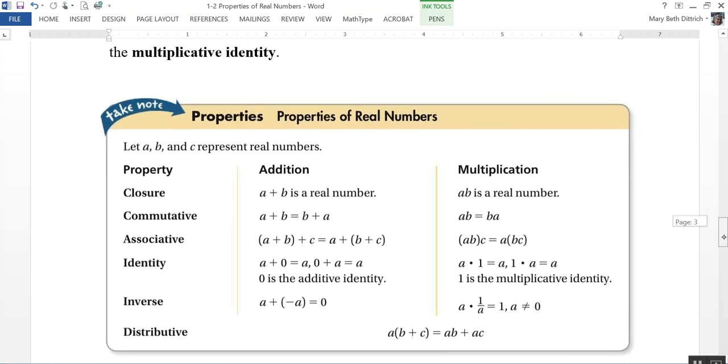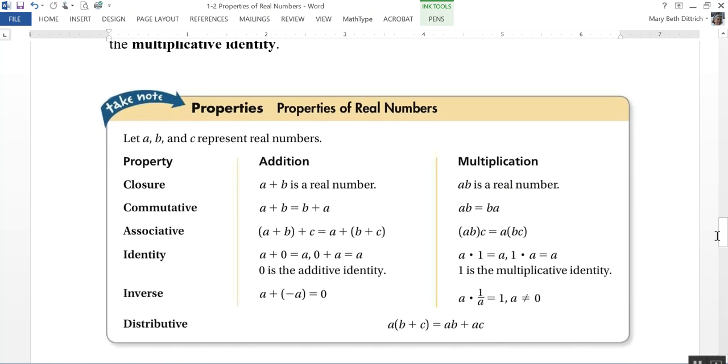Here's a summary of some properties that you've probably seen in Algebra 1. If A, B, and C are real numbers, then these are all of the properties for addition and multiplication. You probably haven't talked about closure before, but basically that says if you add two real numbers, you get a real number, and if you multiply two real numbers, you get a real number. The commutative property says that you can rearrange the order. The associative property says that you can put parentheses around different elements. You can associate them differently, and it remains the same.